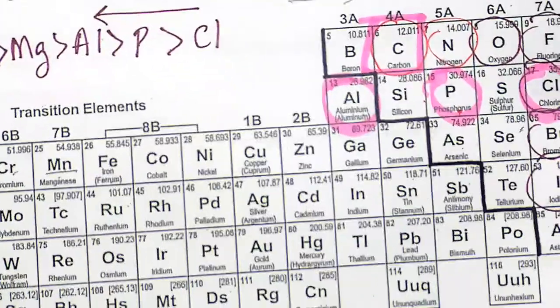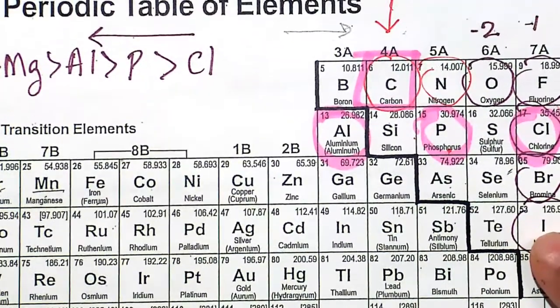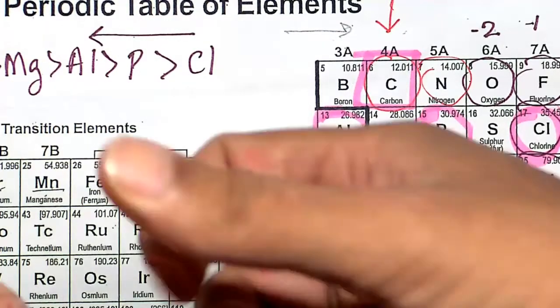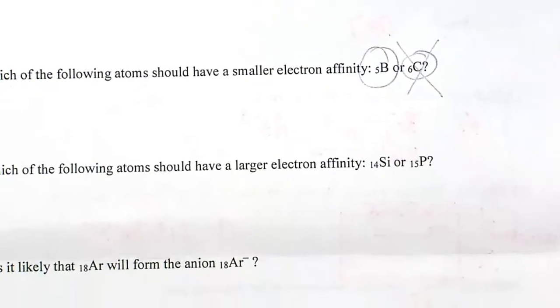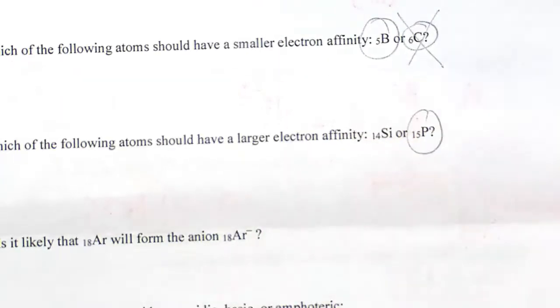Larger electron affinity, electronegativity, silicon versus phosphorus. Definitely going this way, phosphorus will tend to cling on to electrons more than silicon. So the larger electron affinity here is going to be phosphorus.